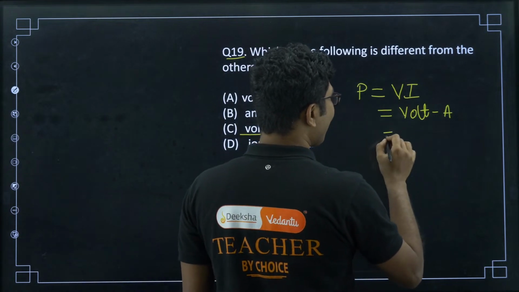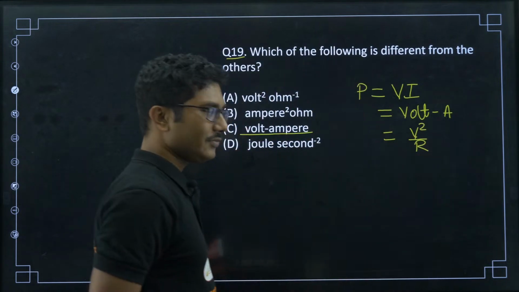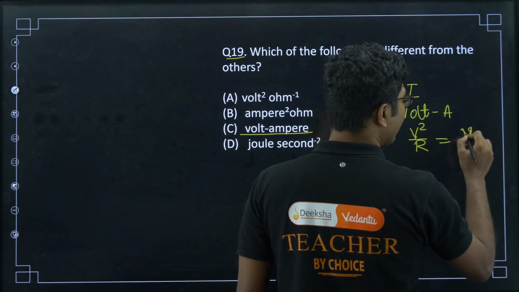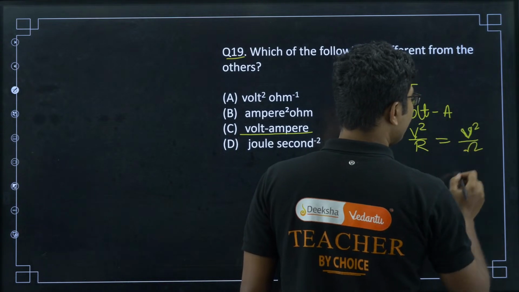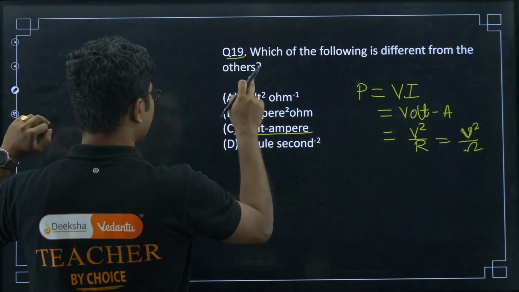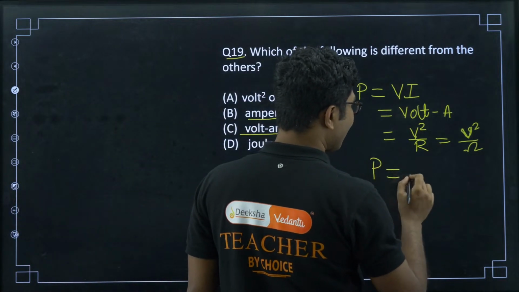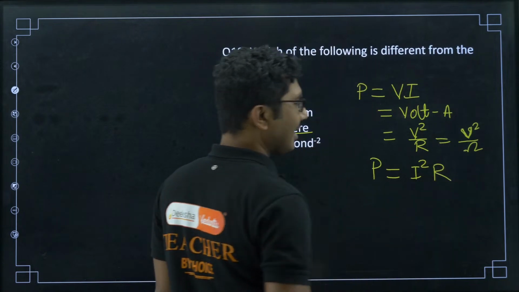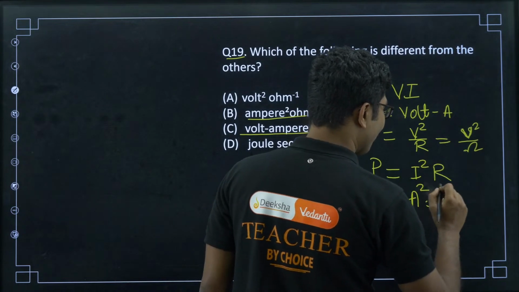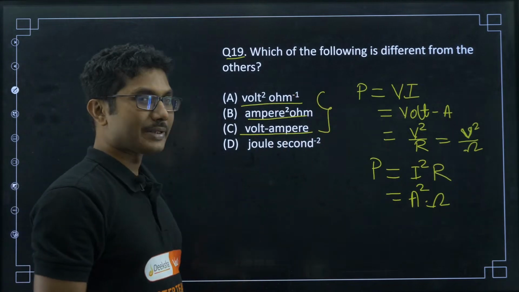Again, another form for power is V square by R. So V square is volt square, divided by ohm. So it is volt square ohm inverse. So this is also a unit of power. Another formula for power is I square R. I square is ampere square, resistance is ohm. So ampere square ohm, this is also representing power. So all of these 3 terms represent power.